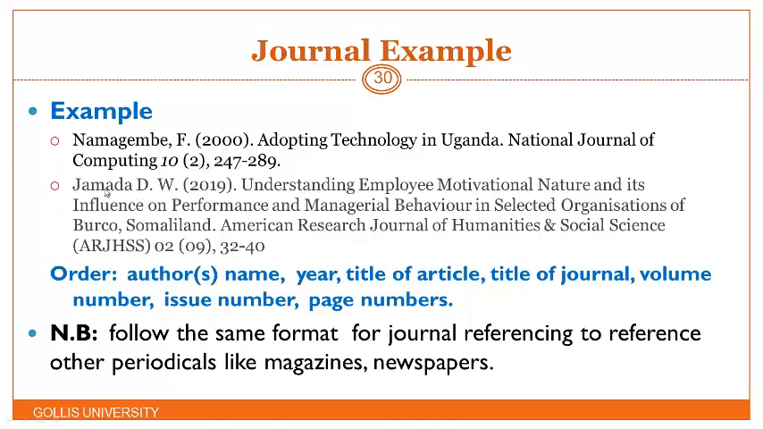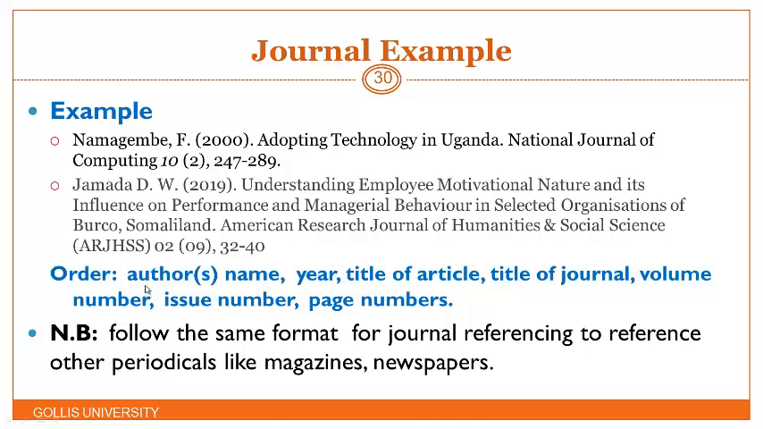Another example, we have Jamada DW, that is if I am the one who published, then the year 2019, then the title, Understanding Employee Motivational Nature, and so on. That is the topic of the article. Then the journal comes, American Research Journal of Humanities and Social Sciences. Volume number 2, issue number 9, page numbers 32 to 40. This is how it is followed.